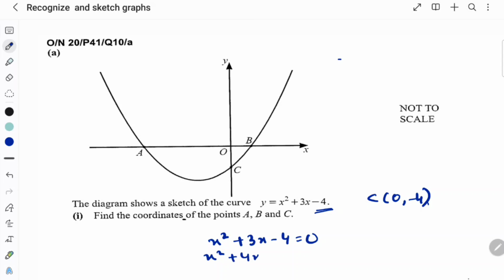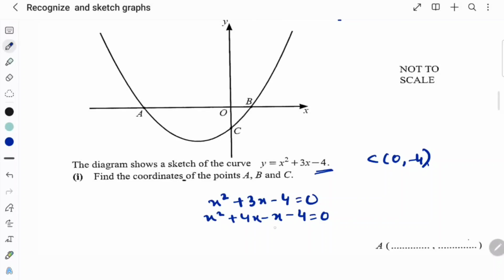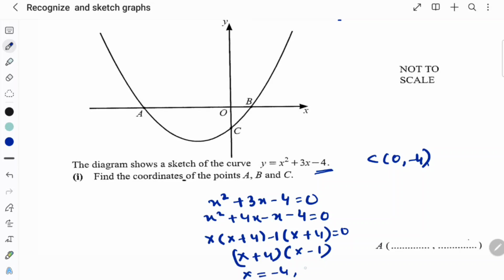We can do it by breaking the middle term. Negative product, see, look at the difference in the middle. x plus 4 and x minus 1, so (x + 4)(x - 1). So a and b, x is minus 4 and positive 1. So that is 1 comma 0 is b, minus 4 comma 0 is your a, and this is 0 comma minus 4.